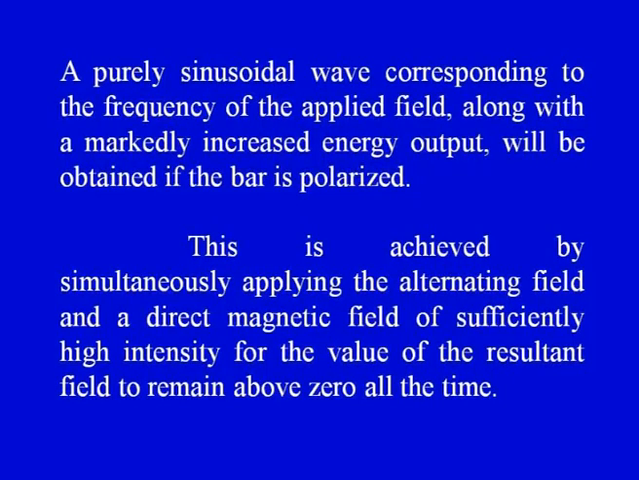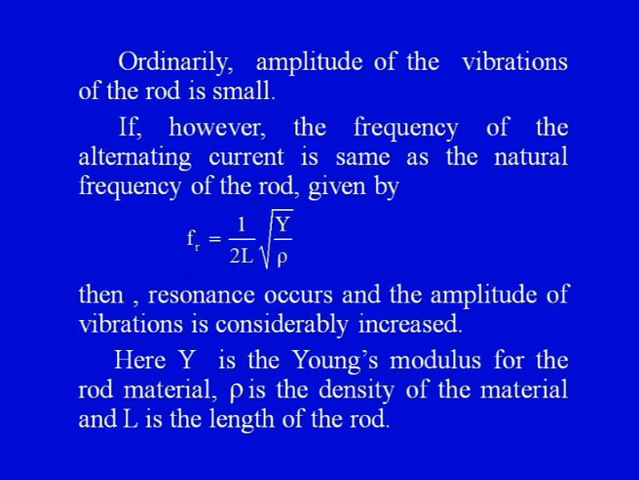This polarization of the bar is achieved by simultaneously applying the alternating field as before and a direct magnetic field of sufficiently high intensity for the value of the resultant field to remain above 0 all the time. The magnetic field now does not change sign. Essentially now it varies from 0 to twice the earlier value. Because there is no change in sign, no cusp will be produced, and we expect the harmonics will also be much less, and we get a much larger magnetostriction signal.